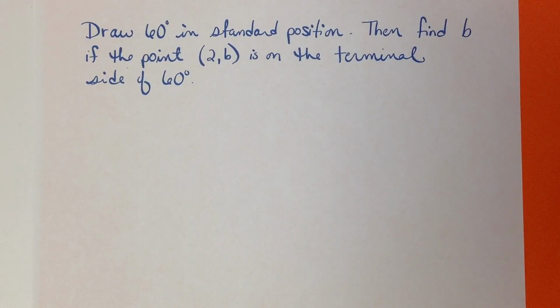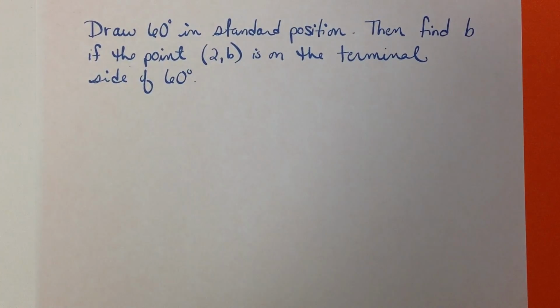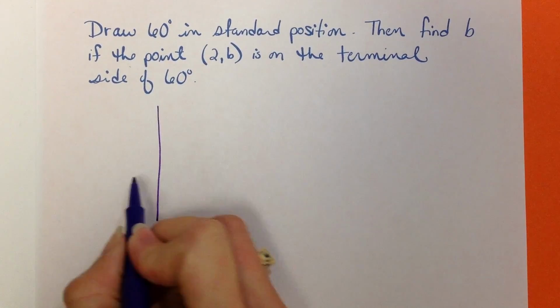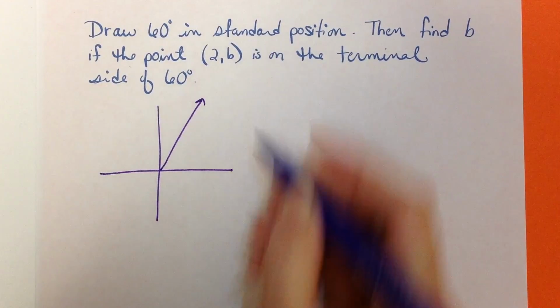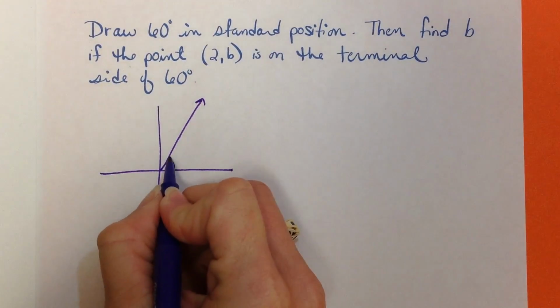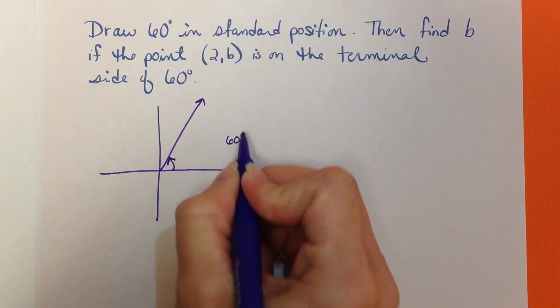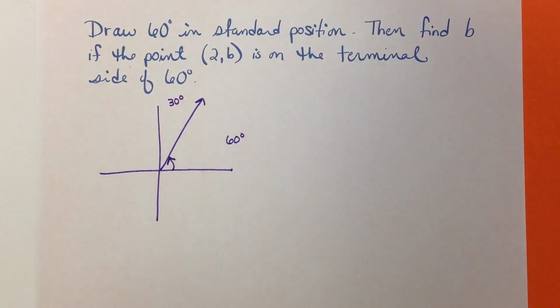Alright, draw 60 degrees in standard position, then find B if the point (2, B) is on the terminal side of the 60 degrees. Okay, so this is a combination of all the different things that we've been talking about. So if I were to draw 60 degrees in standard position, okay, so from here to here, so there's 60, so that puts 30 here.